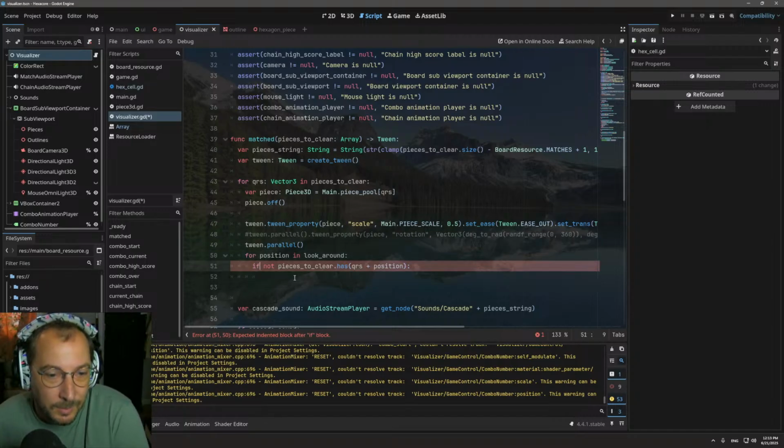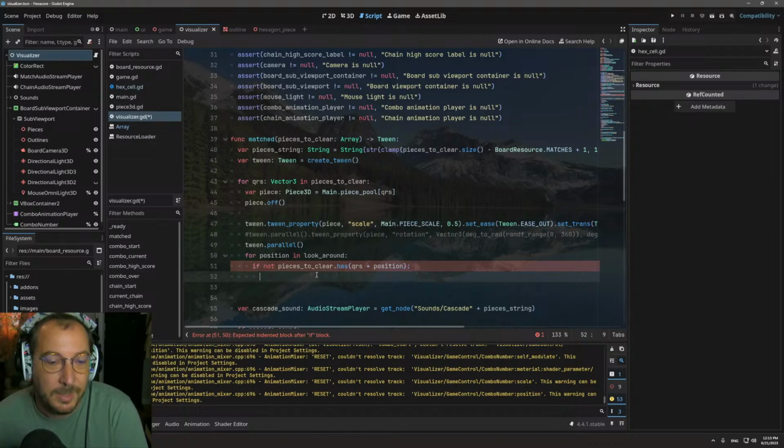For position and look around, if it's not in the pieces to clear array, then we know that it's a point at which we can draw. I think we're okay. I think we can just start drawing. Oh my God, this is actually really easy. Wow.